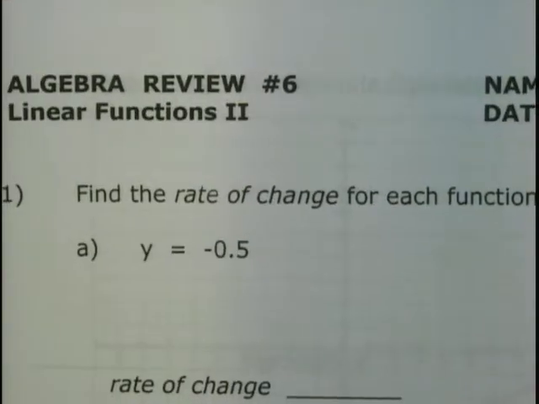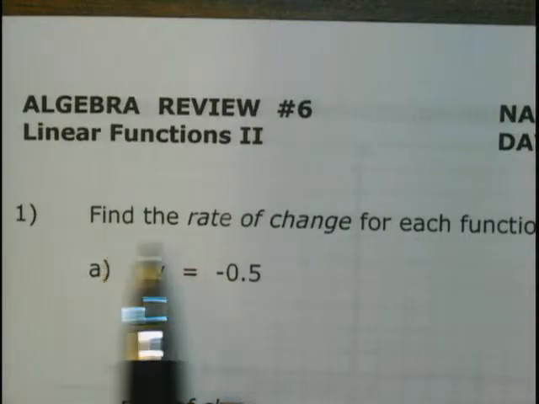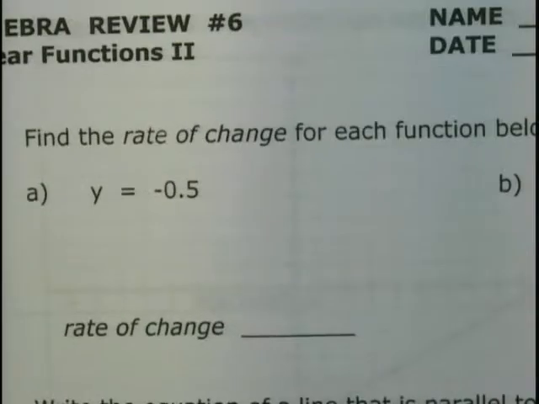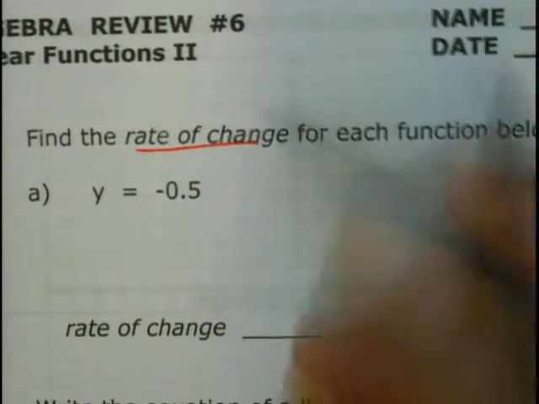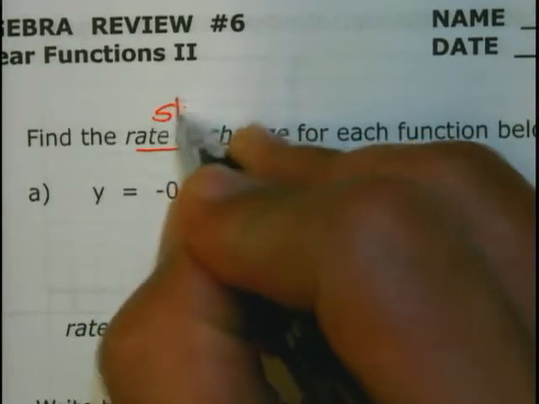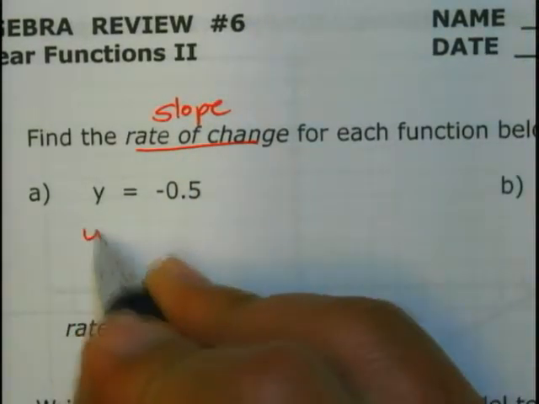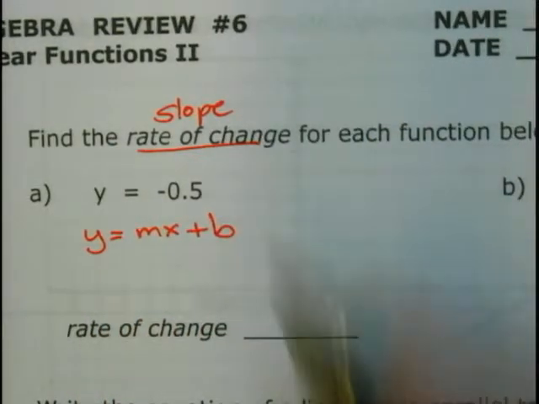Now, on this first one right here, let's read the instructions. Question 1 is asking us to find the rate of change for each function below. So let's look at the first one, y equals negative 0.5. What's important to keep in mind is that when you see a rate of change, it means slope. So if you're dealing with slope, the first thing you've got to look for is to make sure that everything's in our format of slope-intercept form, y is equal to mx plus b.